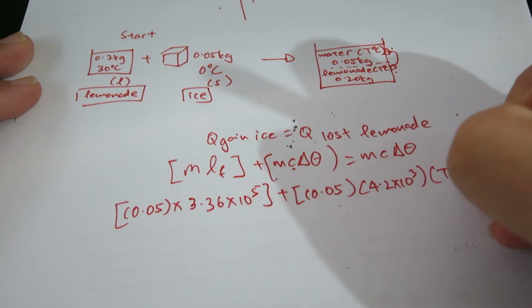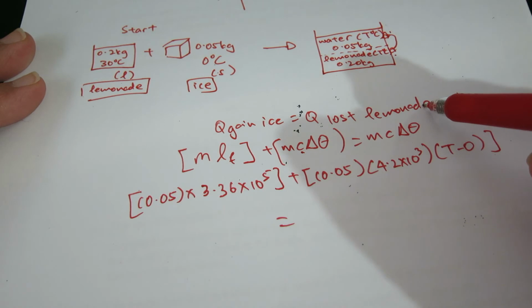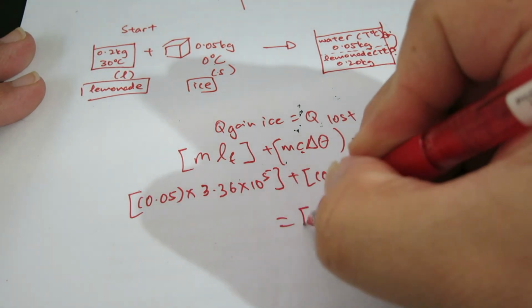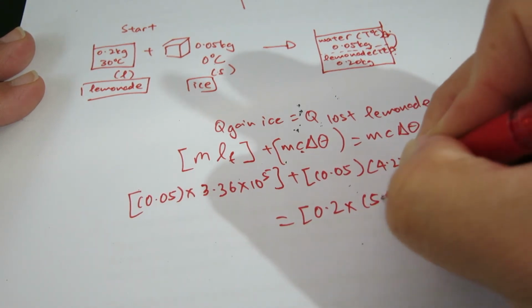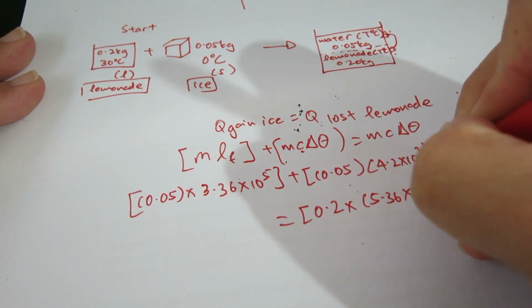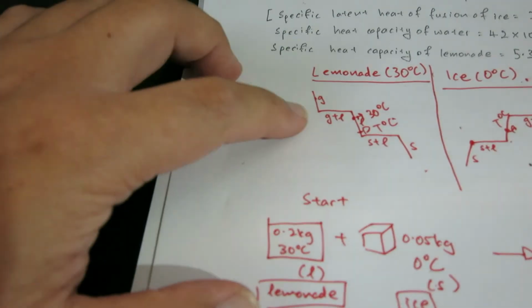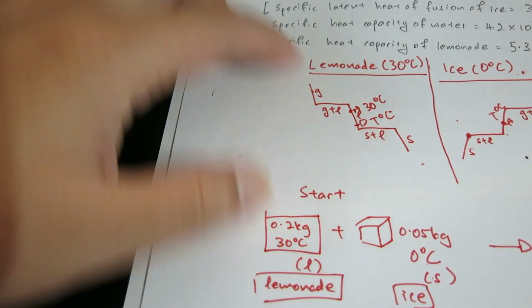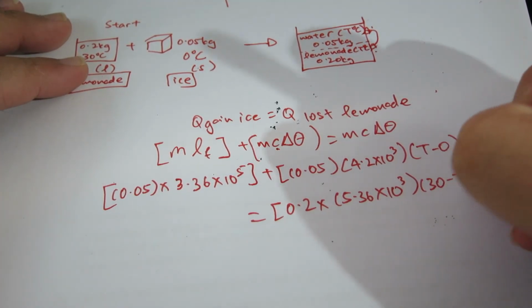So it's T minus 0. Then all this is equal to the lemonade. The lemonade is actually 0.2 kg. Then you times by the specific heat capacity, 5.36 times 10 to the power 3. Then the temperature change it takes from here to here is 30 minus T. So you just draw 30 minus T.